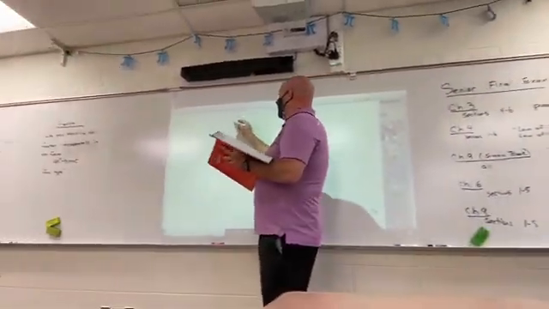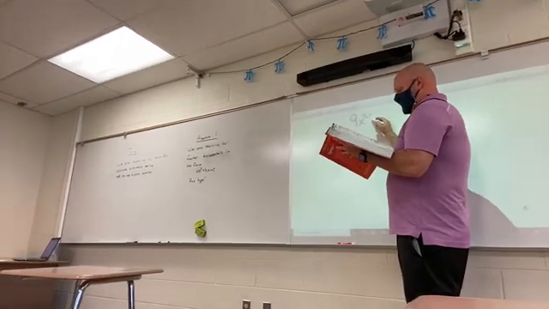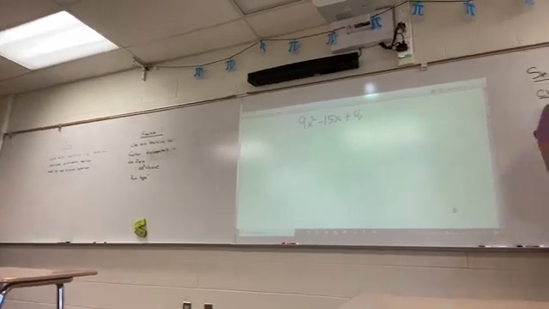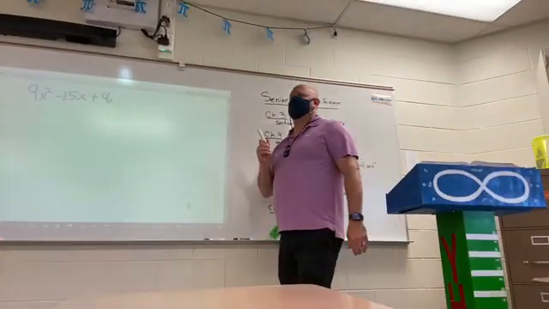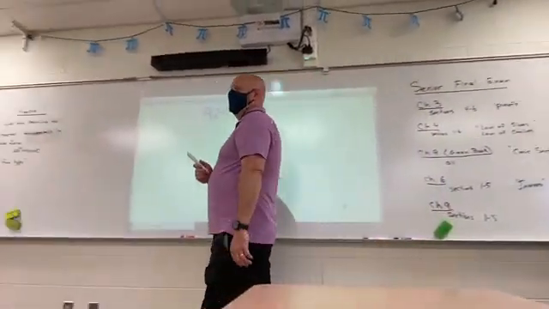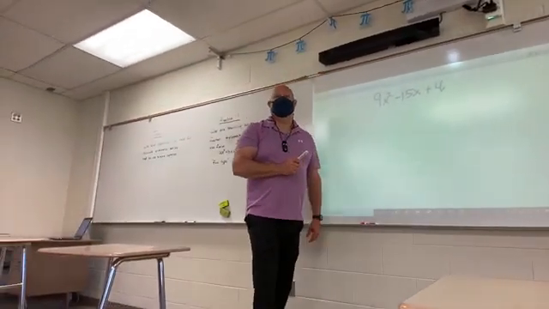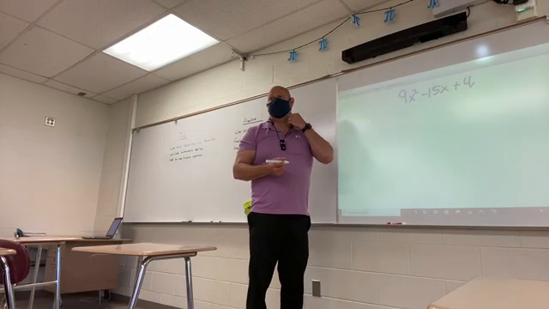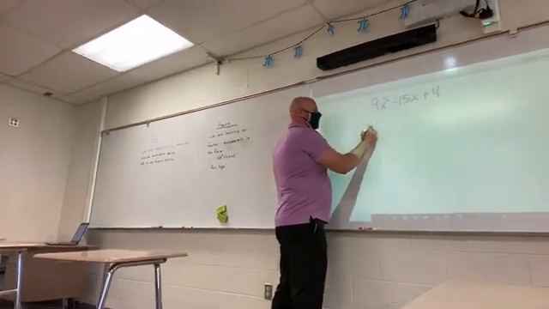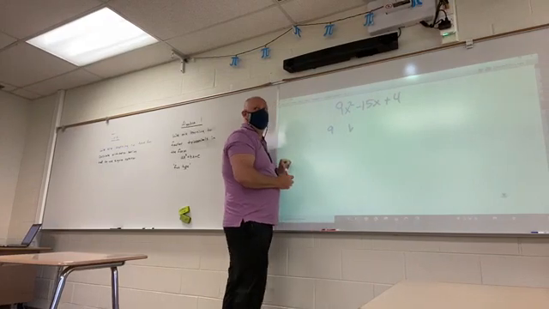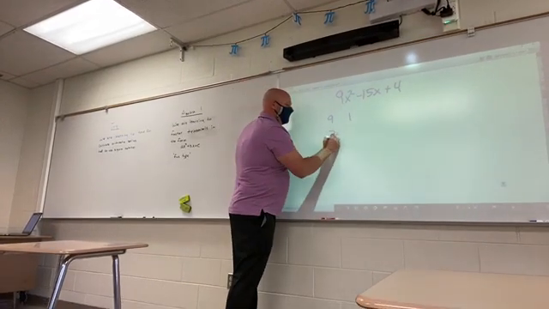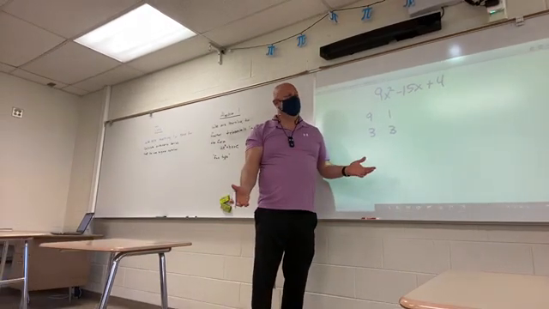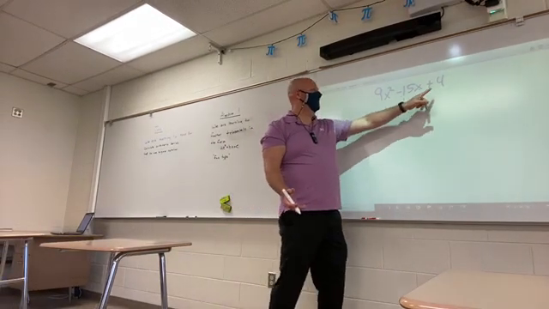So we got 9x squared minus 15x plus 4. What is the first thing we have to do here? List. What are all the different ways I can get to a 9? 9 and 1. And it doesn't matter if you write 9 and 1 or 1 and 9. 3 and 3. Now, if I write that one backwards, is that ever going to matter? No. Okay.